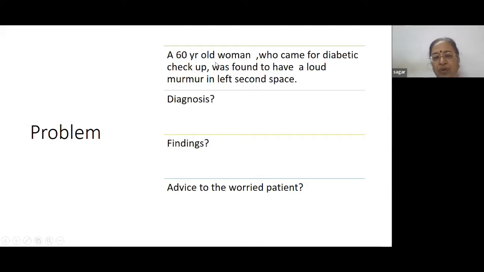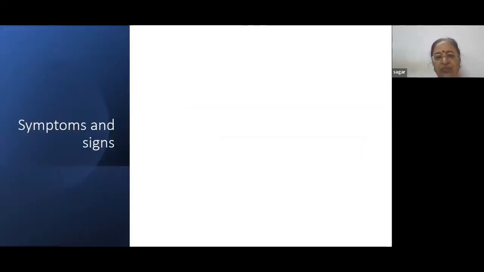Why I put up this problem is to illustrate the fact that people walk through life with an ASD not being detected at all. The patient did not have any problem. She actually came for something else, and then somebody found a murmur, and then a diagnosis is made, and then you're looking for other findings, and probably you should tell the patient not to worry. Now, what are the symptoms and signs?